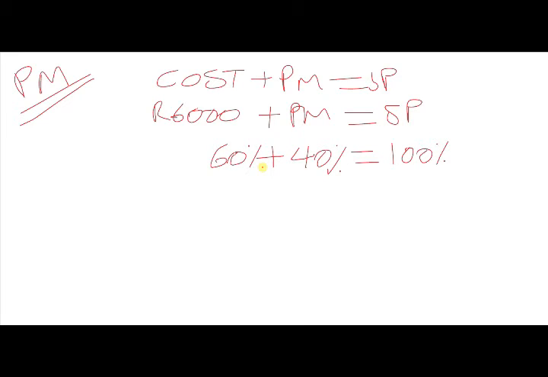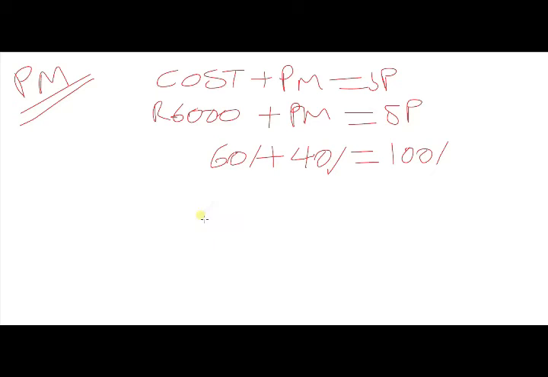Now if the question said the profit margin was 40% on cost, that would mean the cost would be 100% and the selling price would be 140, just adding these two. But that doesn't apply for this question. Now to calculate the values that you don't have here, the profit margin and the selling price, you need to use this value that you have and the percentage values here. So let's try to do that now.